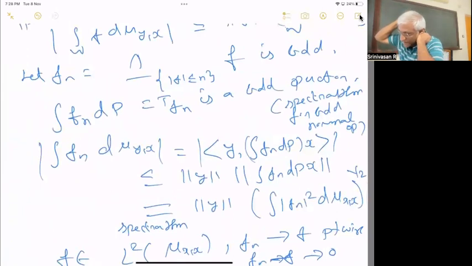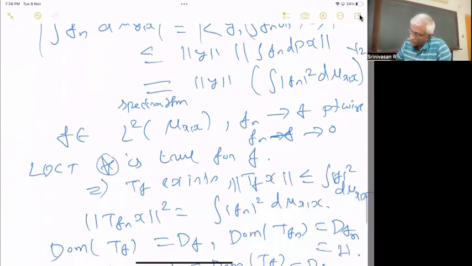No, I am just trying to prove that the norm of Tf x is exactly equal to that square. That holds for all bounded things. Okay, so I want to prove that it holds for any F.